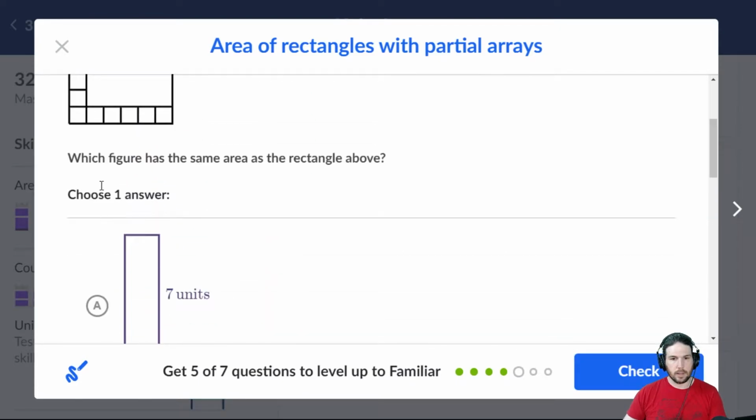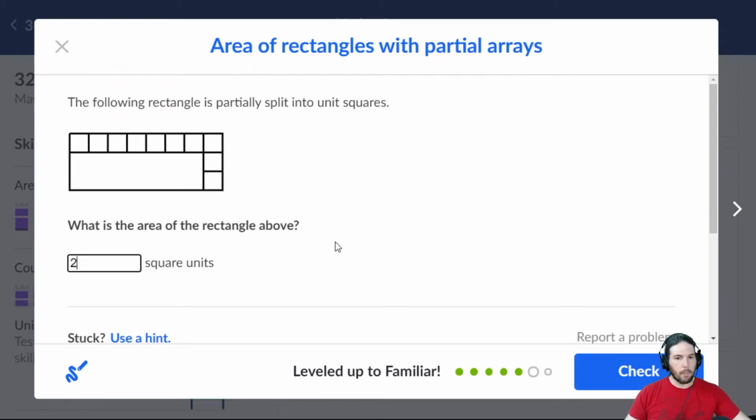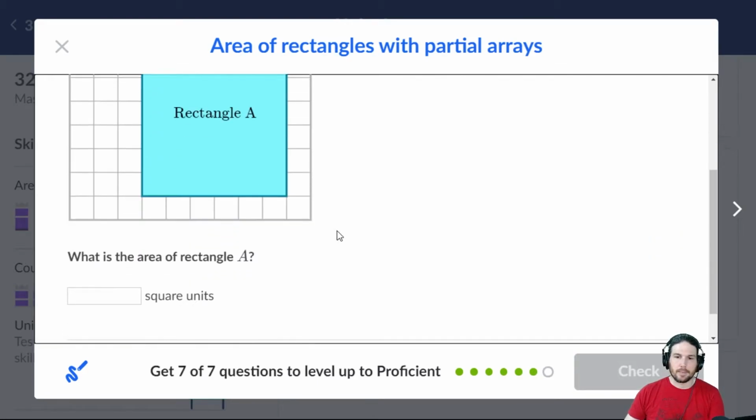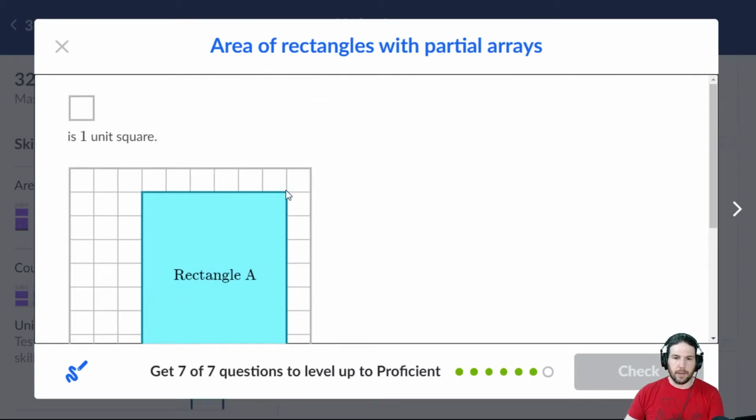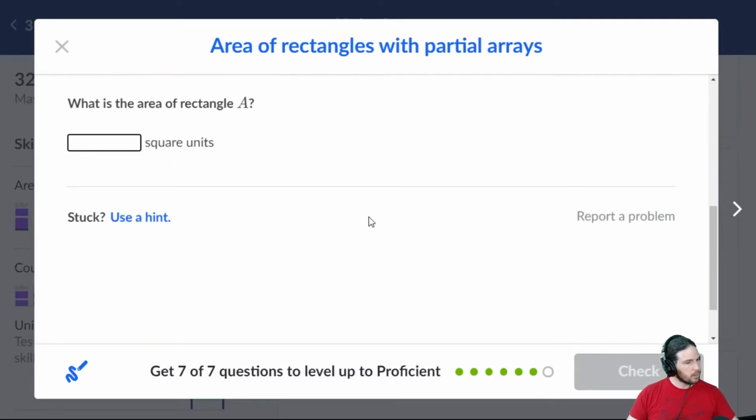Is it only one answer? Same deal. 8 by 3 is 24. 1, 2, 3, 4, 5, 6, 7, 8. Okay, just checking. 1, 2, 3, 4, 5, 6 by 1, 2, 3, 4, 5, 6, 7. 6 by 7 is 42, I want to say.